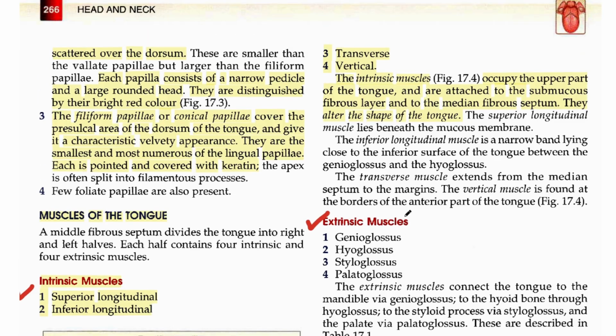In the intrinsic muscles, it is superior longitudinal, inferior longitudinal, transverse, and vertical. And then you can mention that the inferior longitudinal is the narrow band lying close to the inferior surface of the tongue.